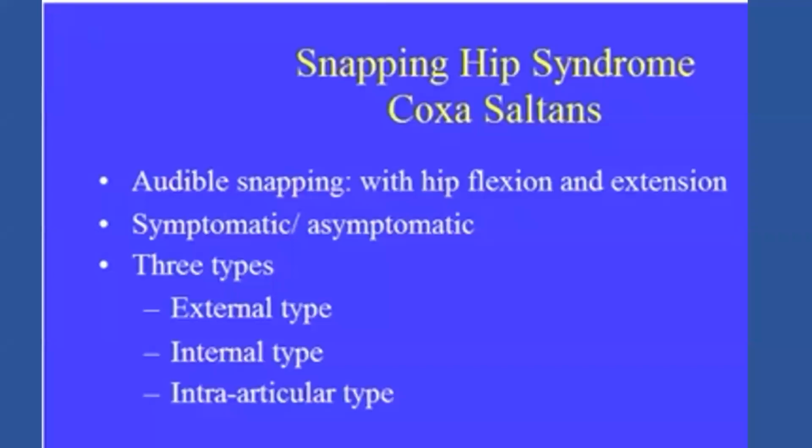Now, what is the snapping hip syndrome? The snapping hip syndrome is an audible snapping with hip flexion and extension. It is symptomatic most of the time, but it can be asymptomatic. When a person comes and says, look, I have a clicking sound over here, what do you think it is? Well, this is an external type of impingement. You also have an internal type and an intra-articular type. I will be discussing these briefly.